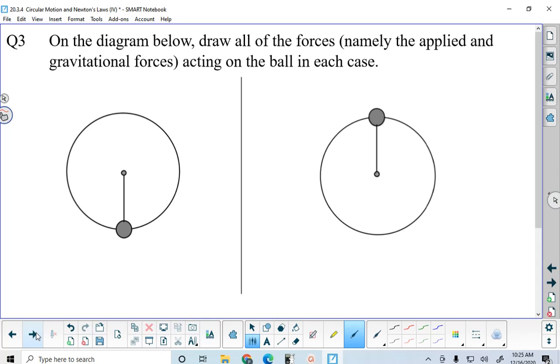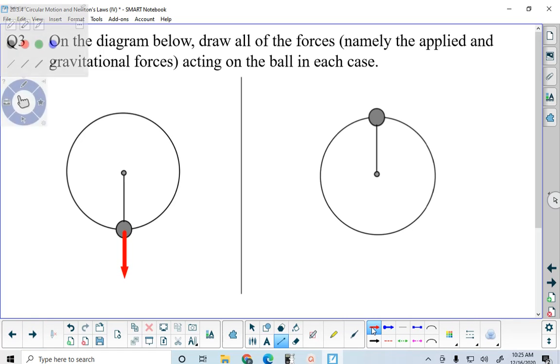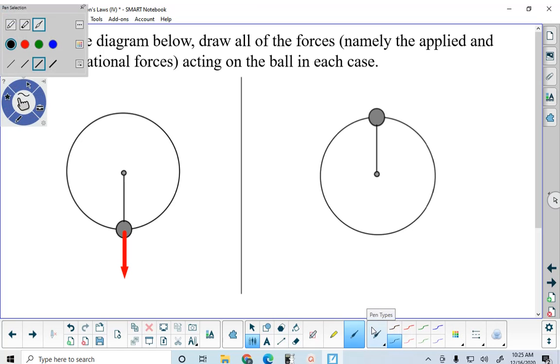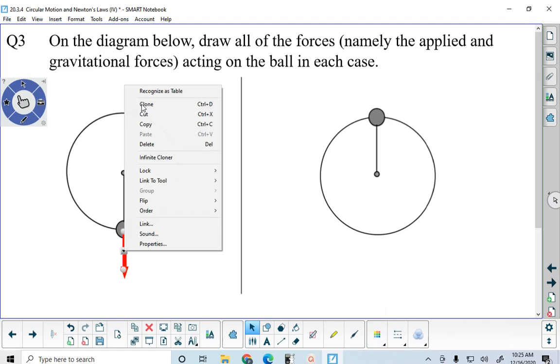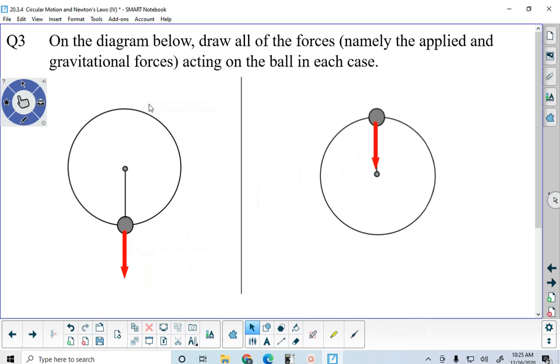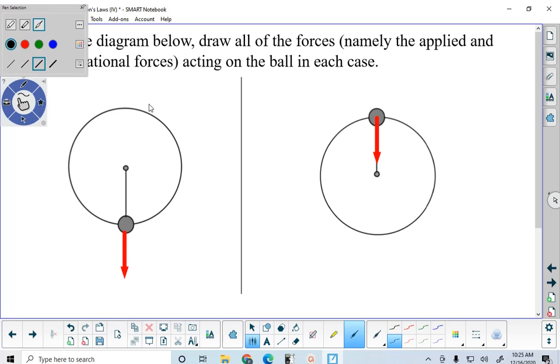Okay, on the diagram, draw all of the forces acting on the ball. So here's where now we really get into the sticky stuff. If I draw the force of gravity acting on the ball when it's at the bottom, I will have to draw the exact same force acting on the ball when it's at the top. So when you draw these two forces of gravity, they need to be equal in magnitude, because the ball's mass hasn't changed when it went from the bottom to the top. So this is the force due to gravity. This is the force due to gravity.